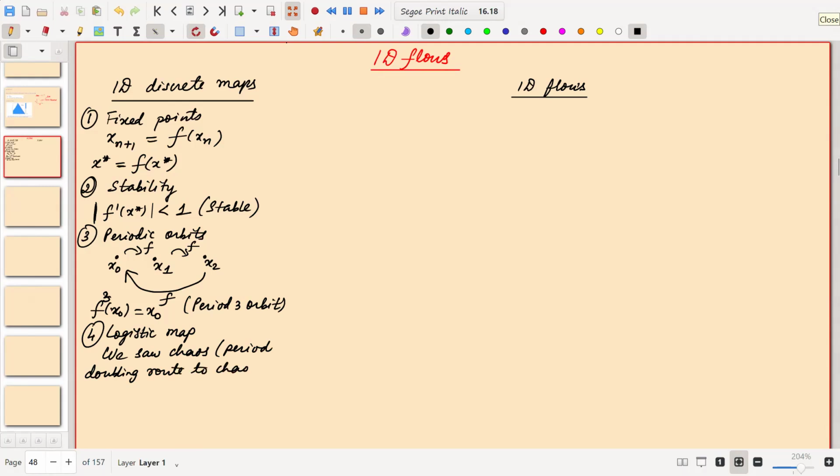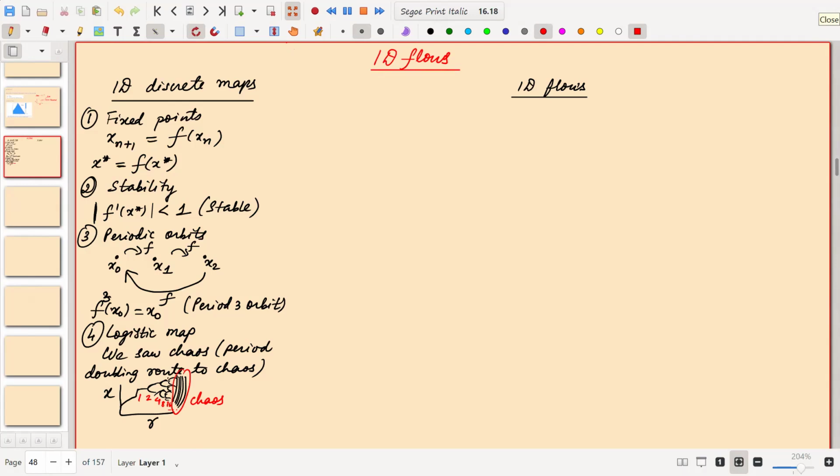How was the diagram? I hope you remember something like this. This was x, this was r. There was a fixed point, and then it bifurcated into a period 2 orbit. Again it bifurcated, doubled again, and then went to chaotic dynamics. This part was chaos. So the period doubling route to chaos: 1, then 2, then 4, 8, 16, and so on, until it went to chaos. A period doubling cascade to chaos.